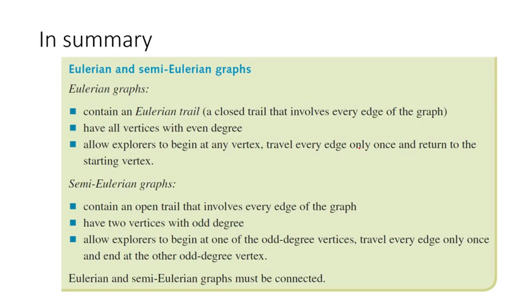Once you've got that down, guys, I'll hand out a sheet now. I'll get you to go through these ones and say whether they're Eulerian or semi-Eulerian. And obviously down the bottom there it says both Eulerian and semi-Eulerian graphs have to be connected. Obviously, if your graph is in two bits, you're not going to be able to do it.